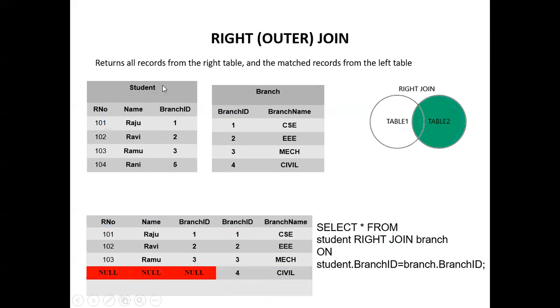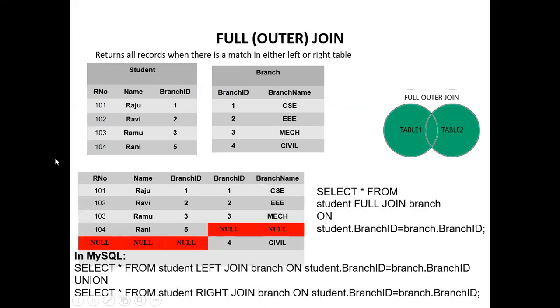Now let us go with the next join, which is the full outer join or full join. Here also we are going to use the same tables. Whenever you execute the full join, we are going to consider all the records in both the tables. Whenever we use the full join on any two tables, all the records on both the tables will be considered here. So take the student table again and the branch table again. Now let us use the full join between these two tables.